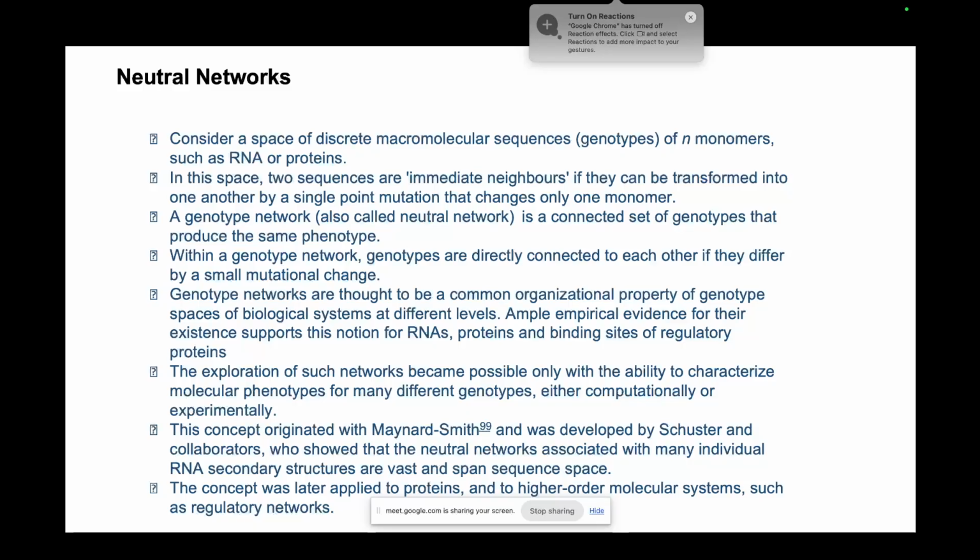The initial work on neutral networks, or genotype networks, was done mainly using RNA secondary structures. The people working on it showed that the neutral networks associated with many individual RNA secondary structures are vast and span the sequence space. The concept was later applied to proteins and to higher order molecular systems such as regulatory networks as well.